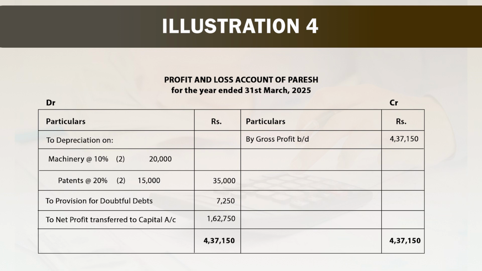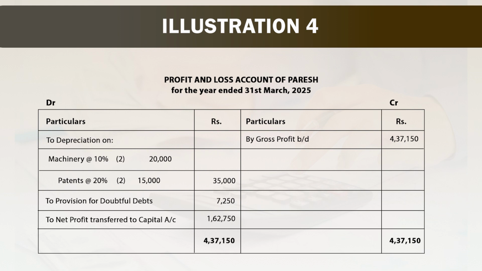Then we have to see the depreciation on different assets. You refer your adjustment number 2 where you are given this information. On machinery at the rate of 10% and on patent at the rate of 20%, we have calculated depreciation rupees 20,000 and 15,000 respectively. So, total depreciation comes to 35,000.